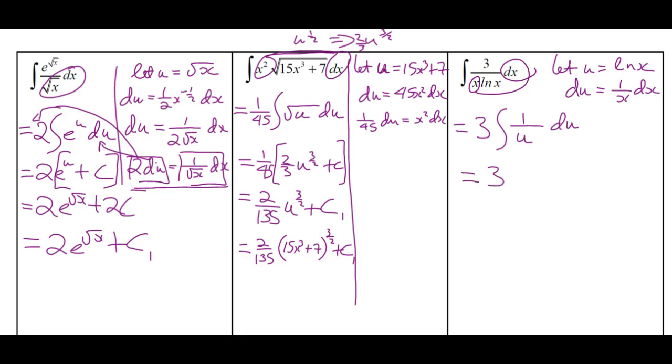All right, what's the antiderivative of 1 over u? Ln absolute value of u plus c. And what's u? So 3 ln x plus c. Oh, we better make sure that ln x is positive. Equals 3 ln x.